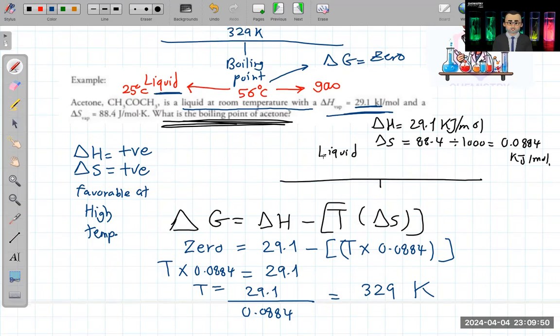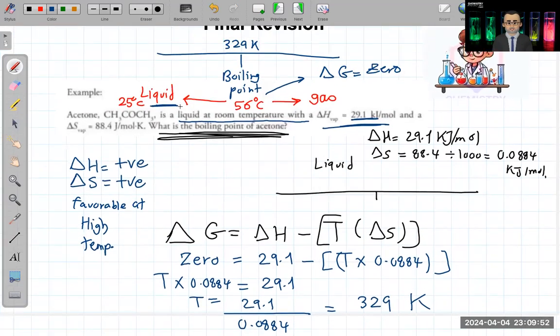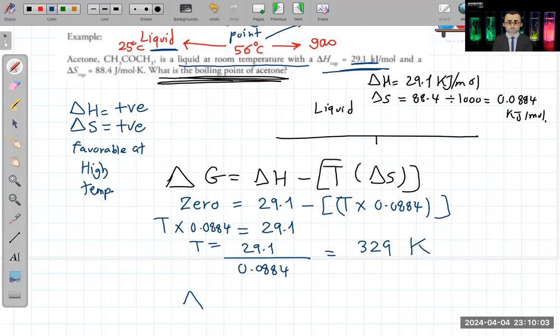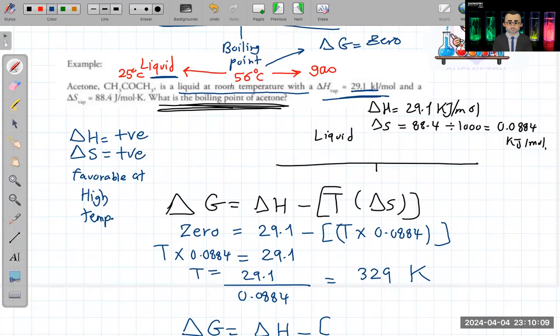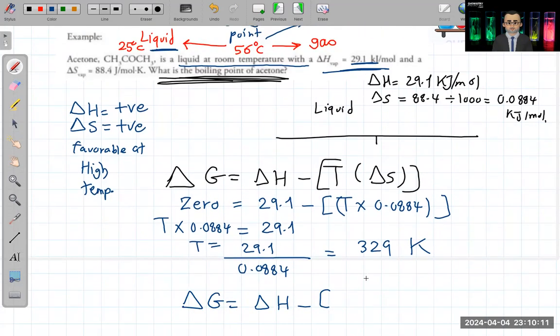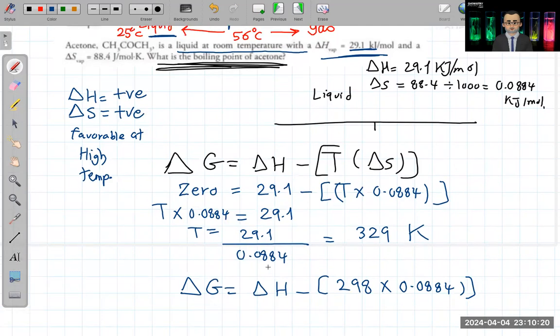Anything more than that, delta G becomes negative, and anything less than that, delta G is going to become positive. If you want, you can even try. So delta G is equal to delta H minus T multiplied by delta S. Take any temperature which is less than 56, let's say 25. So 298 multiplied by 0.0884. Can you put this on the calculator? Tell me what it's equal to.